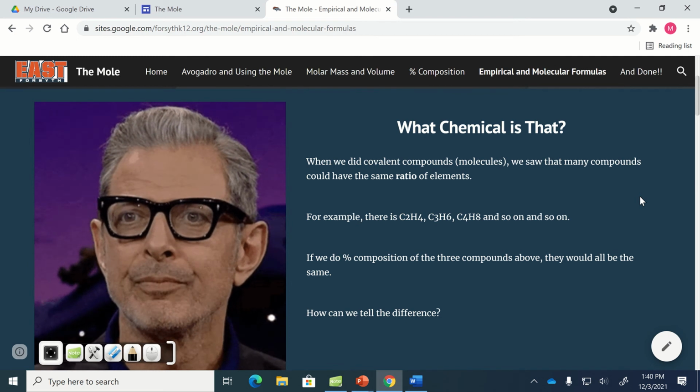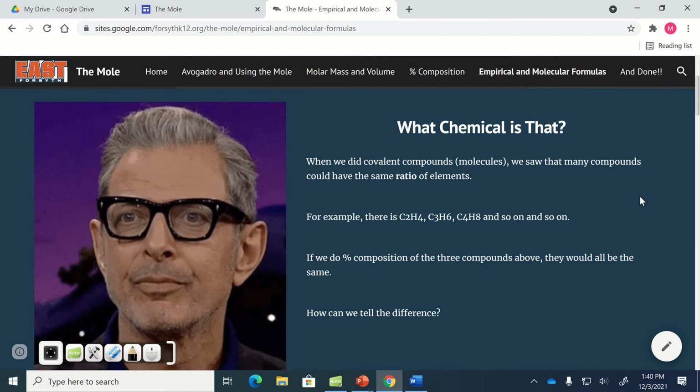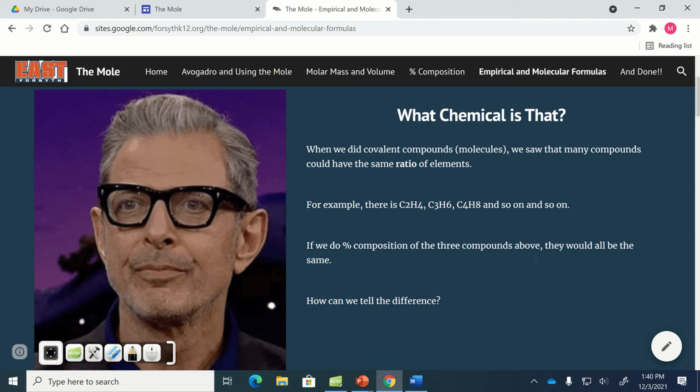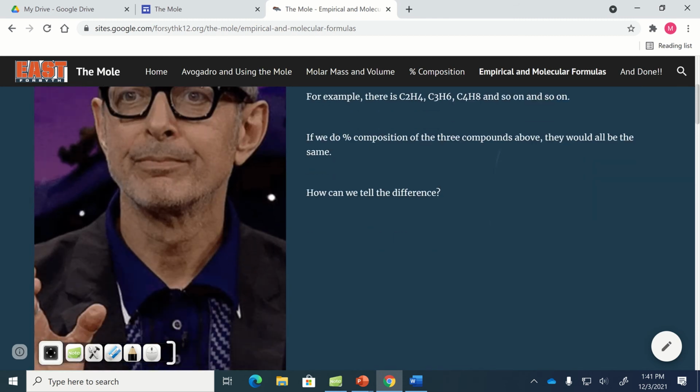Especially with covalent compounds, we can have many compounds that, if I look at the ratio of elements, all have the same ratio. Remember, with covalent compounds, we didn't reduce them down to the lowest whole number ratio like we do with ionic compounds. So you have examples like C2H4, C3H6, C4H8. They're all 1 to 2, 1 to 2, 1 to 2. If we do percent composition on these compounds, we'd find that they all come out the same. So that doesn't help me identify exactly what they are. So what do we do about that? How can we tell their difference?